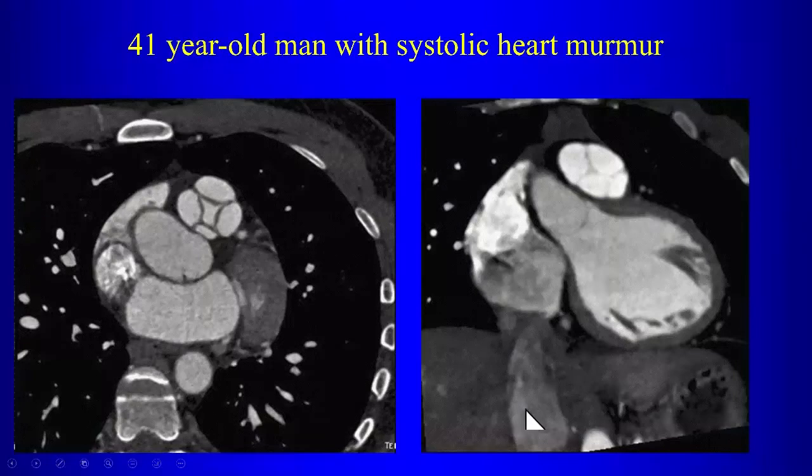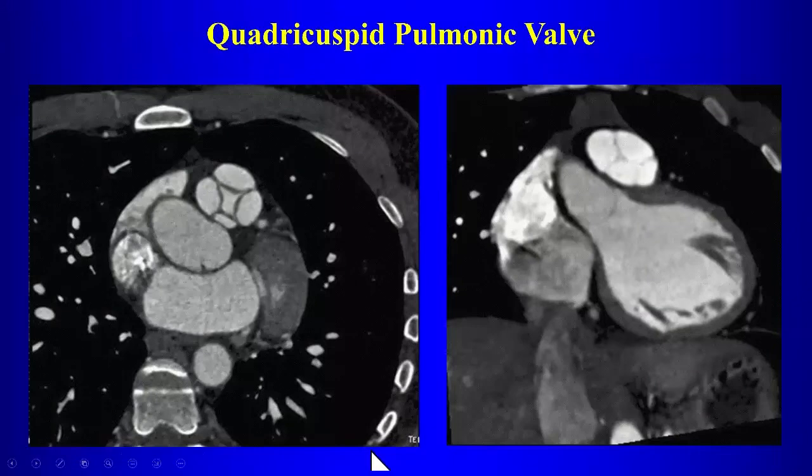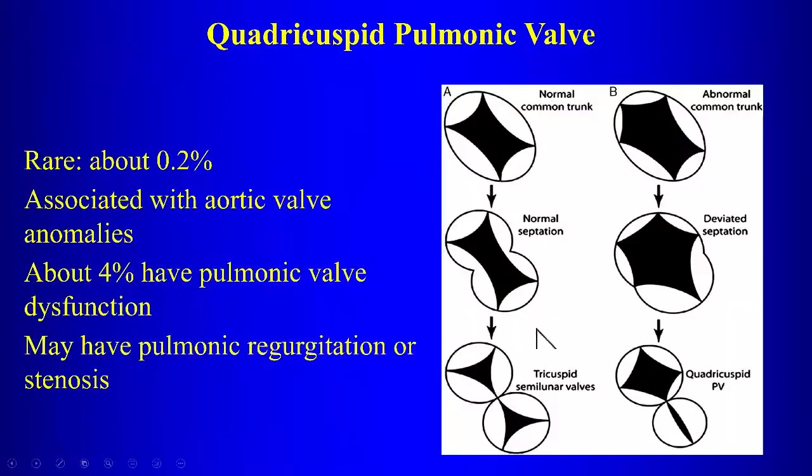Right? So here's a 41-year-old with a systolic heart murmur. So who sees what the problem is? You guys over here, what's the problem? Quadricuspid what? Pulmonic valve, right. This is a quadricuspid pulmonic valve. And again, that can lead to problems like regurgitation, right? That's a quadricuspid pulmonic valve.